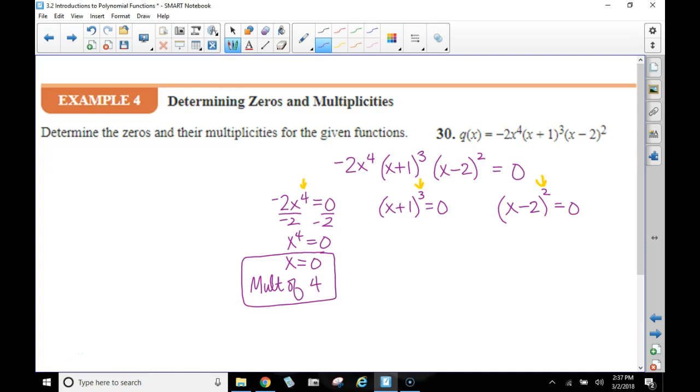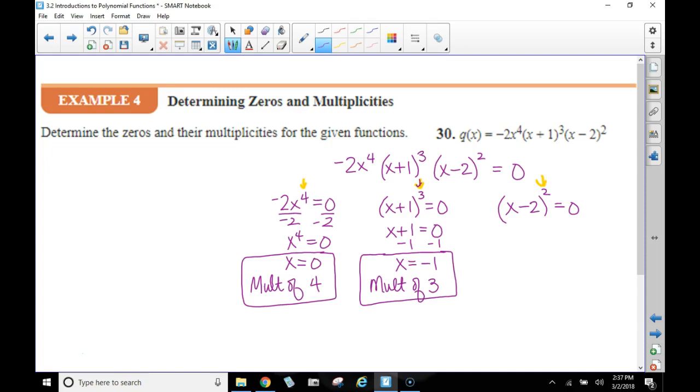Right here, for the quantity x plus 1 cubed equals 0, what's going to make this be 0 is when the x plus 1 is equal to 0, when the stuff inside there is 0. So that corresponds to a 0 of negative 1 with a multiplicity of 3. So at the point (-1, 0) on our graph, our polynomial function q of x is going to cross there because of the odd multiplicity.